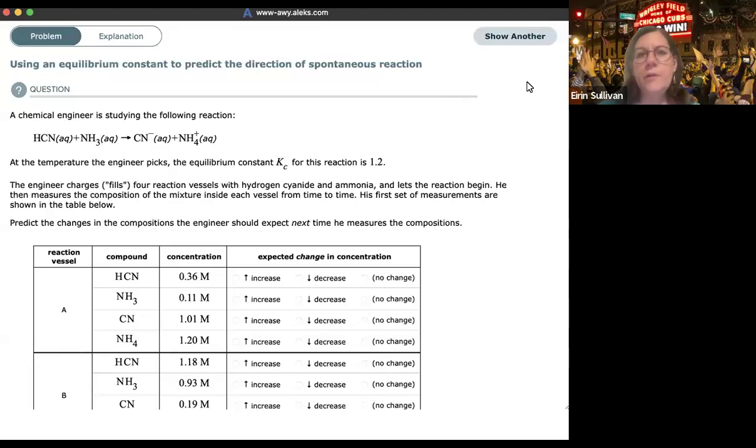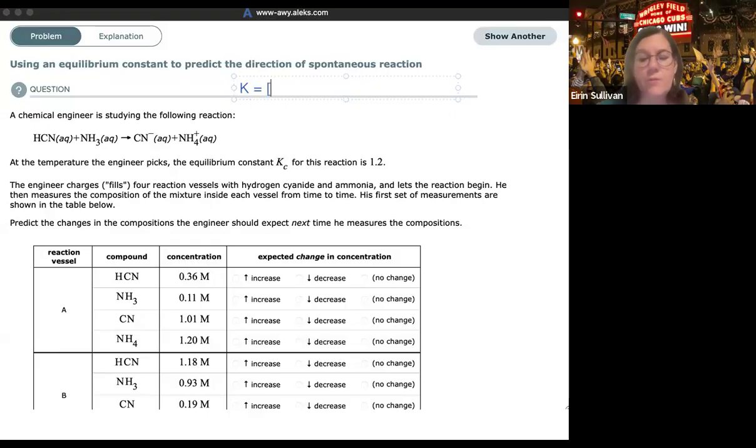Using an equilibrium constant to predict the direction of a spontaneous reaction. Okay, so basically this is asking us about substituting numbers in terms of concentration, etc., into our equilibrium constant and determine if we're at equilibrium or not. And if we're not in equilibrium, what direction are we going to travel in order to reach equilibrium?